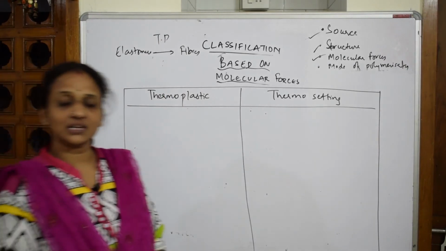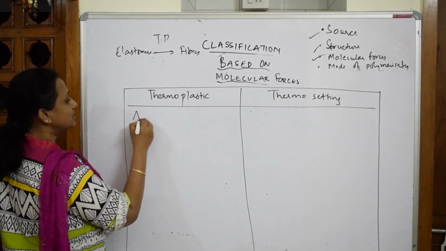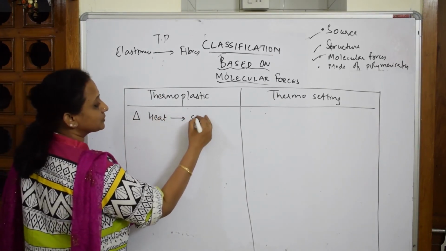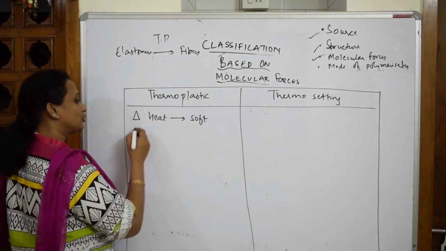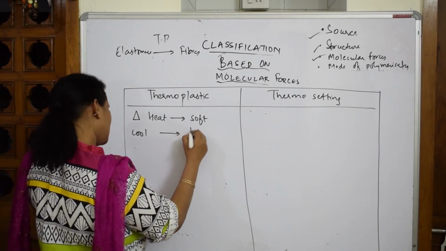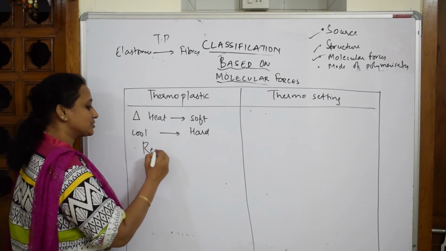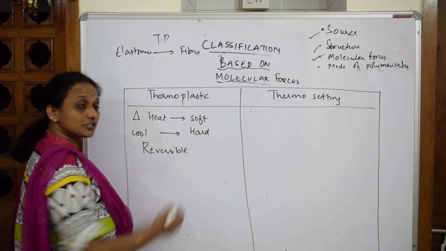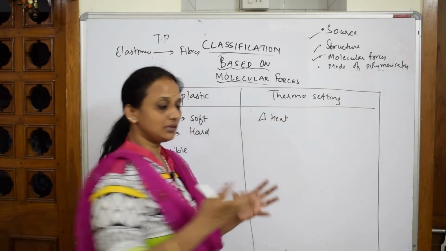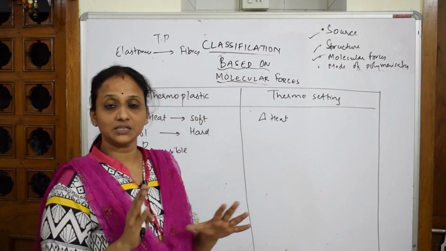The important thing: when you heat thermoplastic polymers, delta means heat, they become soft. When you cool them, they revert back, retain the shape and become hard. Means they are reversible. Coming back to thermosetting polymers, when you heat them, they become an infusible mass. They come together and become hard. You can't revert back while cooling.